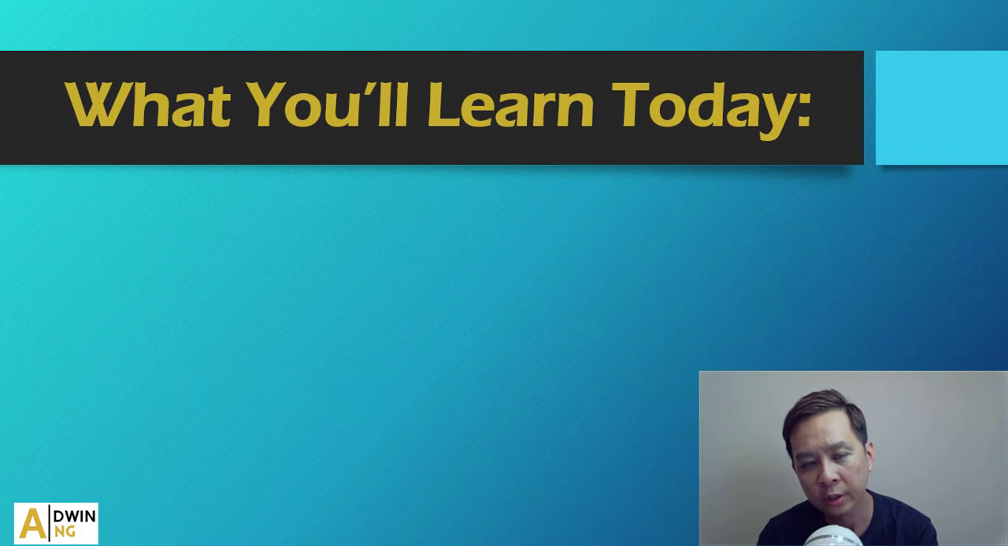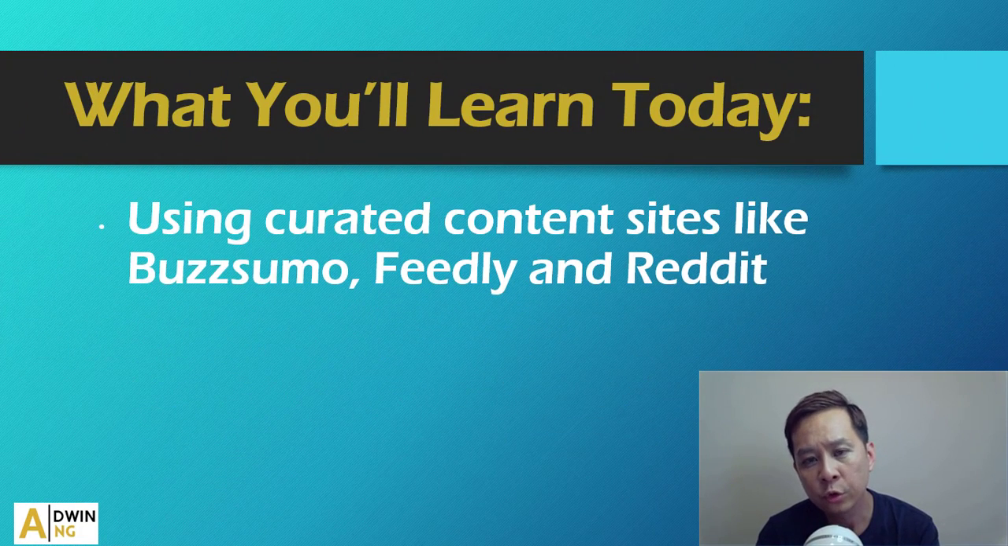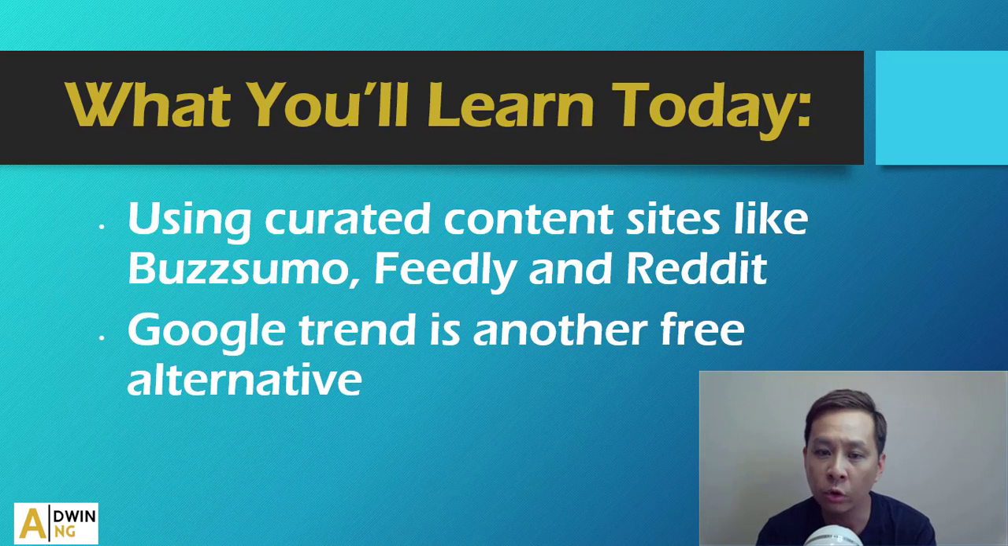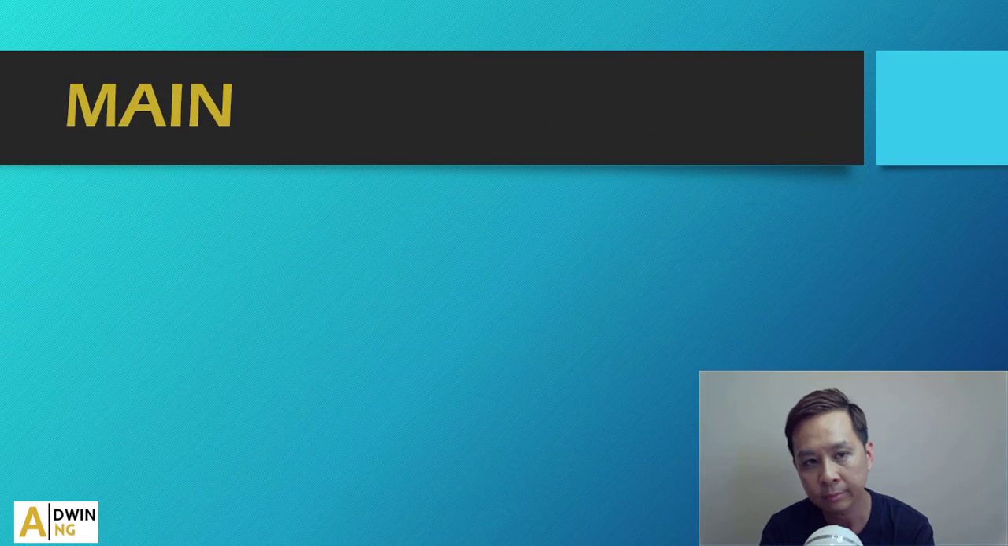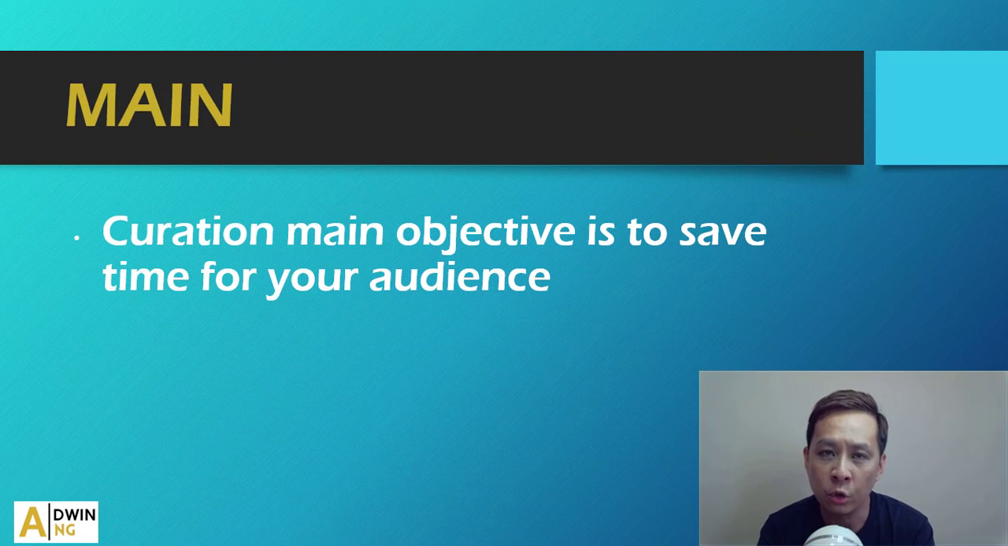Now in this video you will learn how to use content curation sites like Buzzsumo, Feedly and Reddit. Later I'll go through with you online some of the features of all these sites, and how to use Google Trends, which is an alternative source if you do not wish to pay for any content curation. Another site is Scoopit, which has a free plan that allows you to curate your content. Why do you need to curate content?